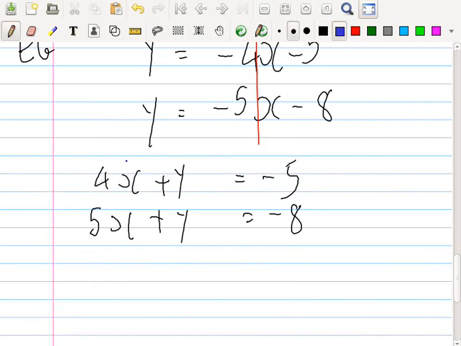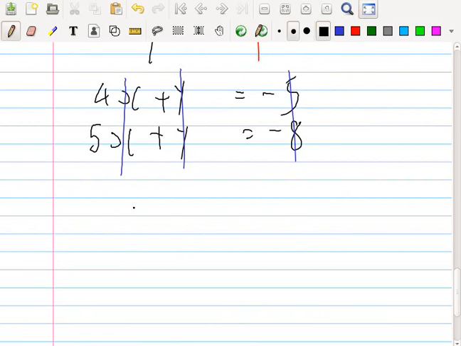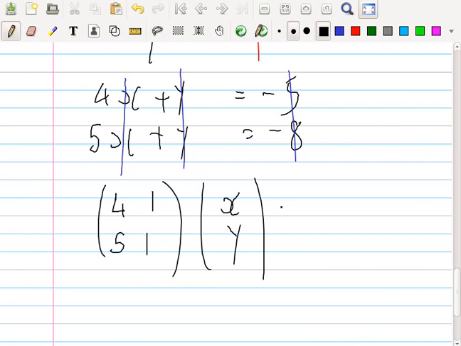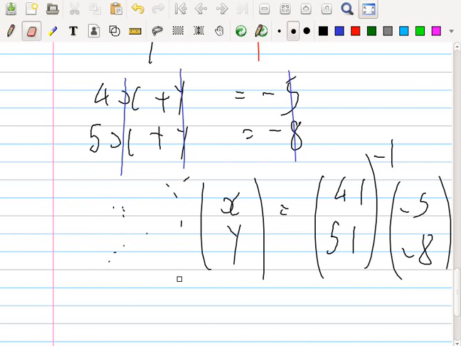Now, because the x's are lined up and the y's are lined up and the numbers are lined up, now I can write the matrix method in. So here I get 4, 1, 5, 1, x y equals minus 5 minus 8, or just take this over to the left, so to speak, 4, 1, 5, 1 inverse, and let me get rid of this now. And now I just invert and multiply.